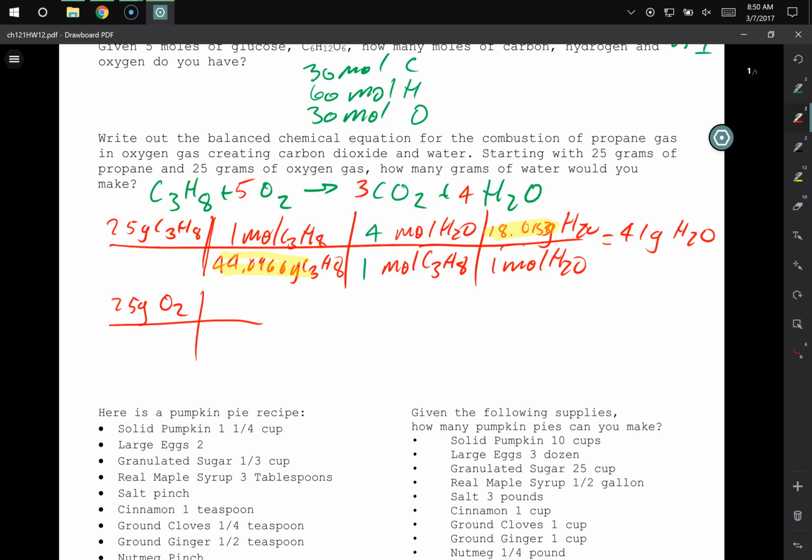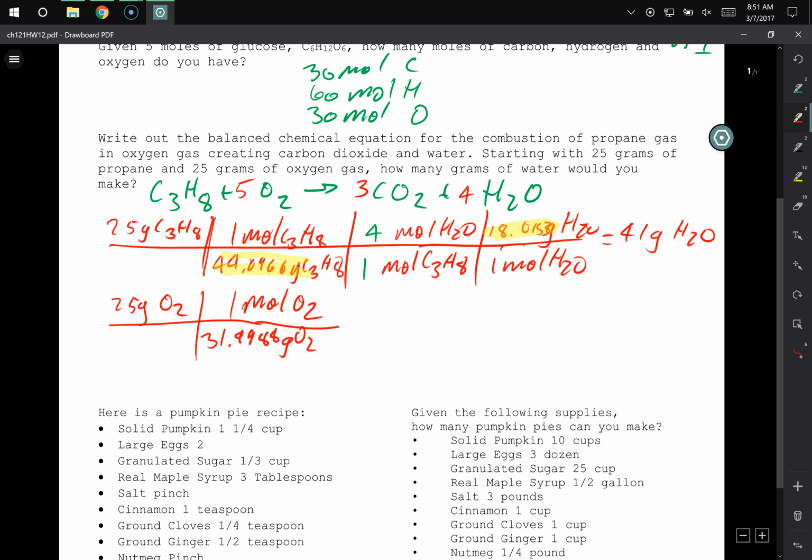Do I know I can make 41 grams of water? I don't know that yet. I might have run out of oxygen. So let's figure that out. So I'll do the next one here. And so my oxygen, 15.9994 times 2. So then this is going to be 31.9988 grams of O2 for every 1 mole of O2.